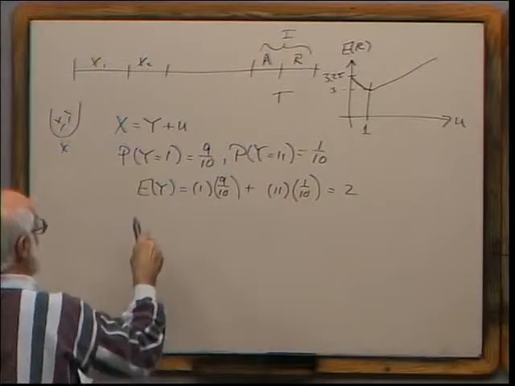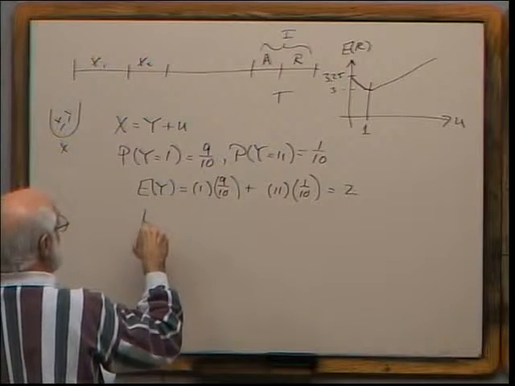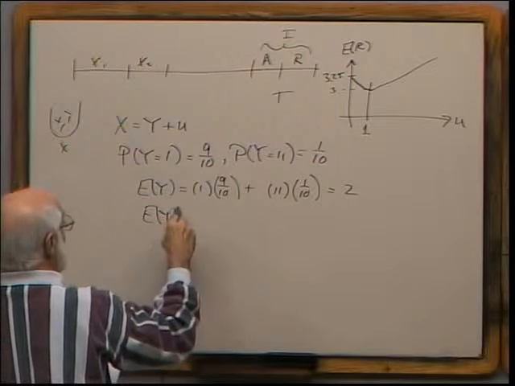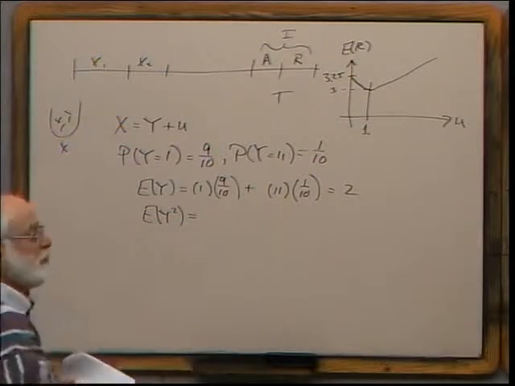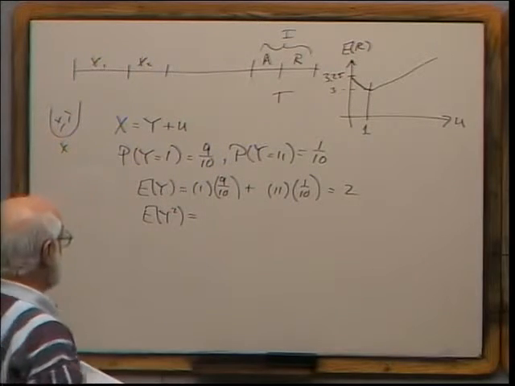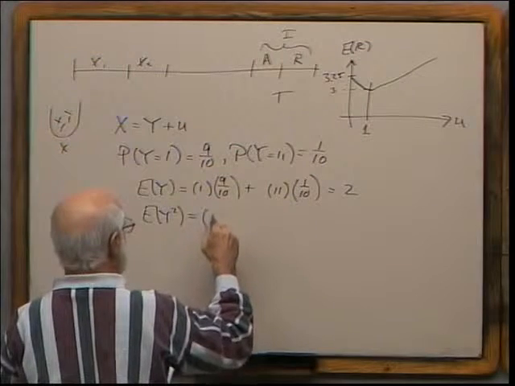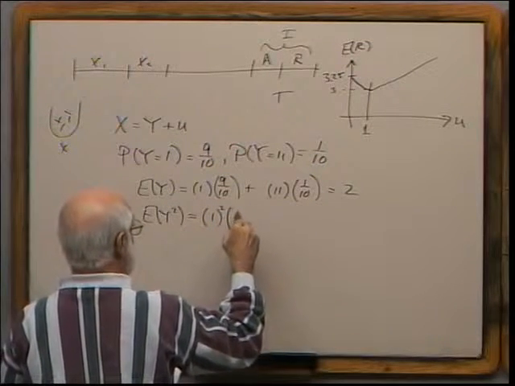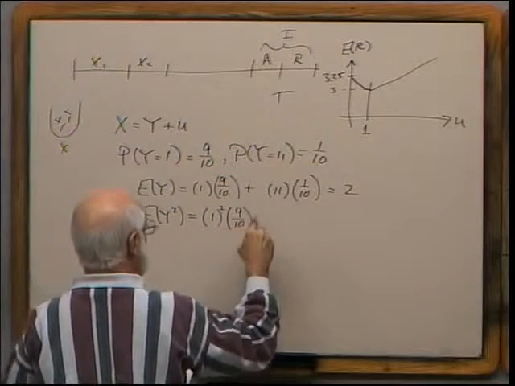Then you want to calculate the variance of y. And the easiest way to do that is to calculate the second moment and then use the formula that relates the variance to the moments. So the second moment would be given by the square of the values the random variable takes times the probability it takes them.